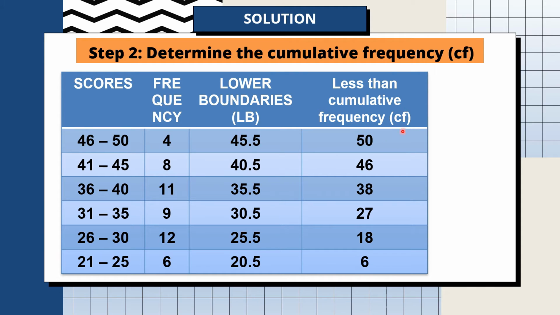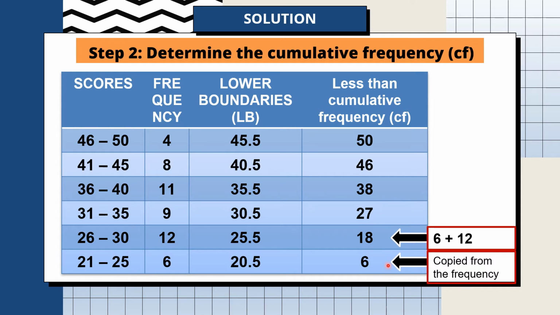So, dahil less than cumulative frequency tayo, start tayo with 6. So, itong 6 na to is copied from the frequency. And then, paano nakuha yung 18? It means we have 6 plus 12. So, pinag-add lang natin tong magkasunod na frequency. So, 6 plus 12 is equal to 18. And then, paano nakuha yung 27? We have 18 plus 9. That is equal to 27.